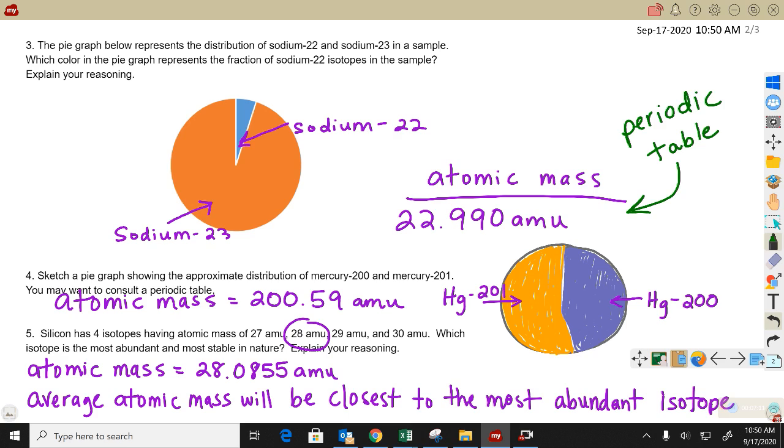With number 5, they're telling me that silicon has 4 isotopes, mass 27, 28, 29, and 30. Which of the isotopes is most abundant and most stable in nature? Explain your reasoning. And so again, when I look on the periodic table to find the weighted average to be really close to 28, then I can say that mass 28 is by far the most abundant, which then also means it's the most stable of all of those isotopes. The periodic table's average mass, the weighted average mass, will always be most reflective of the most abundant isotope, or closest to the most abundant and stable isotope.